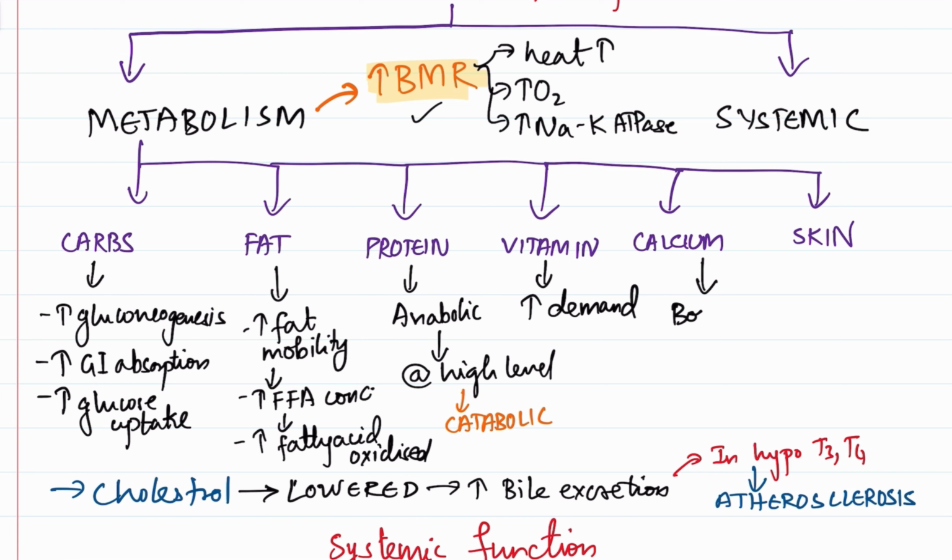Now coming to the calcium metabolism. In calcium, what happens is that from the bone, the calcium and phosphates are absorbed. And what does this lead to? In hyperthyroidism, this predisposes to osteoporosis.